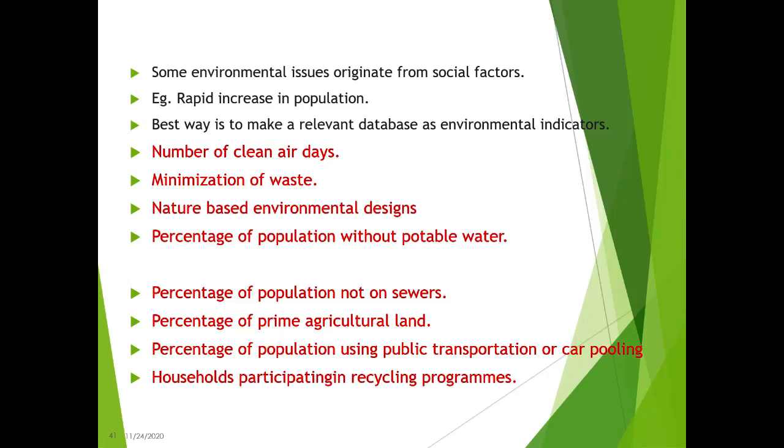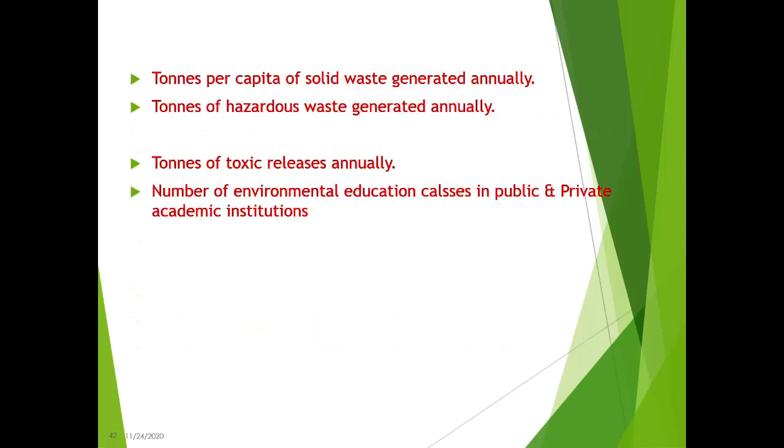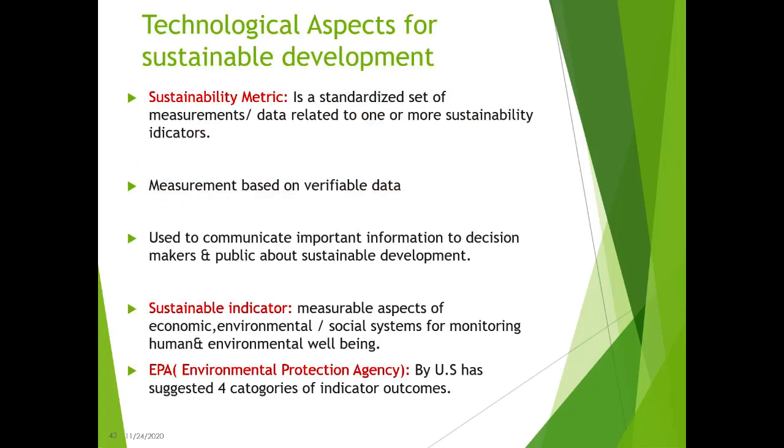Other indicators are percentage of population that doesn't have access to sewage systems, percentage of prime agricultural land, percentage of population using public transportation or carpooling, households participating in recycling programs, tons per capita of solid waste generated annually, tons of hazardous waste generated annually, tons of toxic releases annually, number of environmental education classes in public and private academic institutions. So these should be quantified in order to understand the level of sustainable development in a country. These numbers can give you a very good idea, not by themselves, but when considered as a whole.